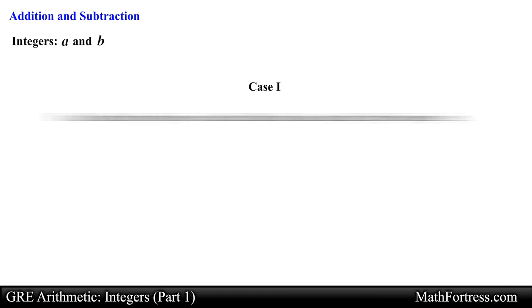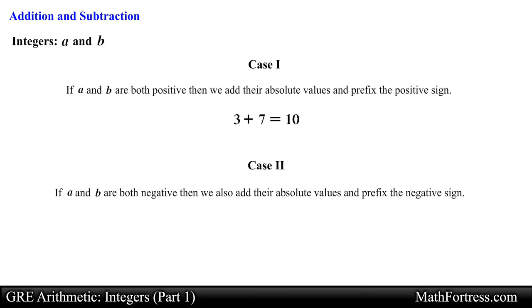Alright, let's move along and talk about addition and subtraction of integers. If we have two integers, say a and b, then we can add them in 5 distinct ways. If a and b are both positive, then we add their absolute values and prefix the positive sign. For example, 3 plus 7 equals 10. If a and b are both negative, then we also add their absolute values and prefix the negative sign. For example, -6 plus -2 equals the sum of their absolute values, 6 plus 2, which is equal to 8, and then we prefix the negative sign.